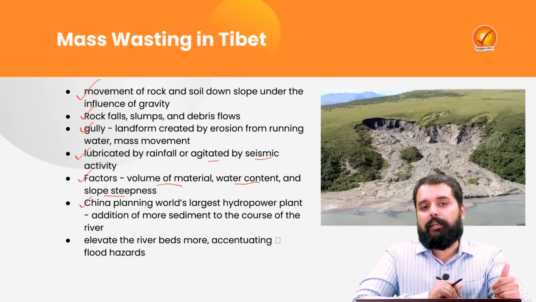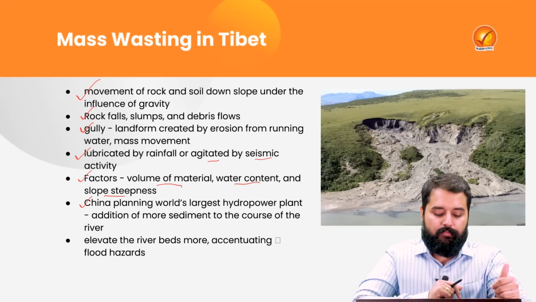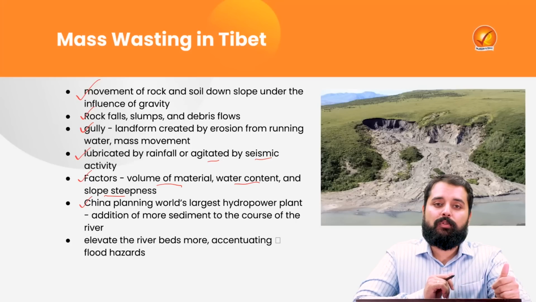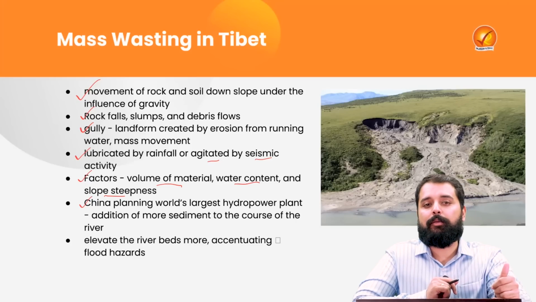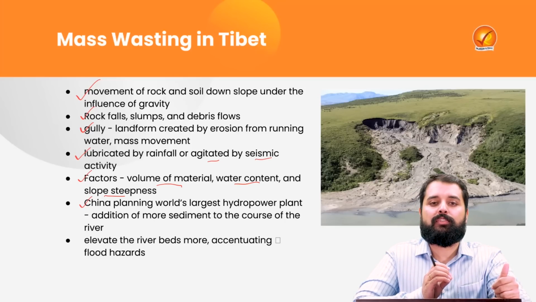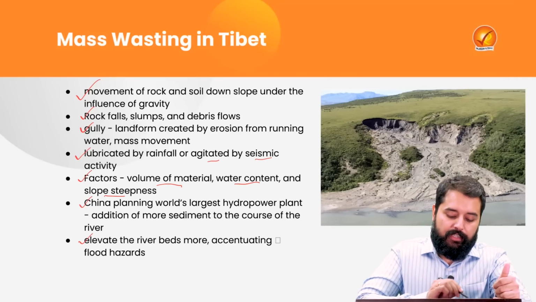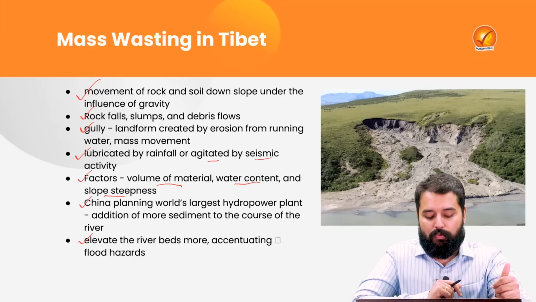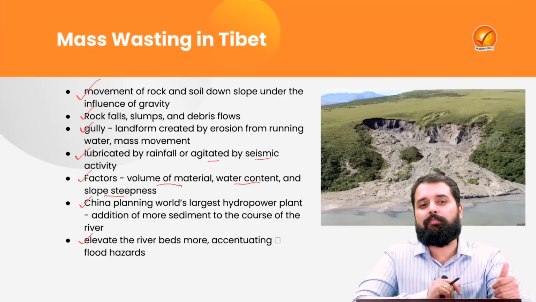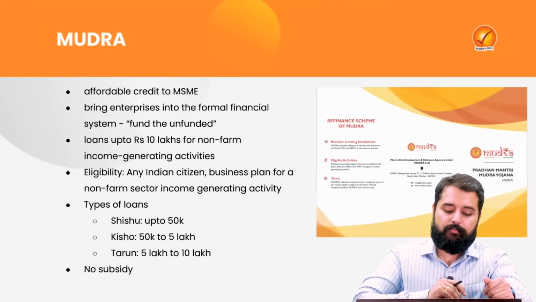Now, China is planning the world's largest hydropower plant on the Brahmaputra. What it will lead to is more sedimentation downstream for the Brahmaputra. The Brahmaputra is already one of the largest sediment-laden rivers in the world. And this sedimentation will elevate the riverbeds more, and it will accentuate the flood hazards downstream.